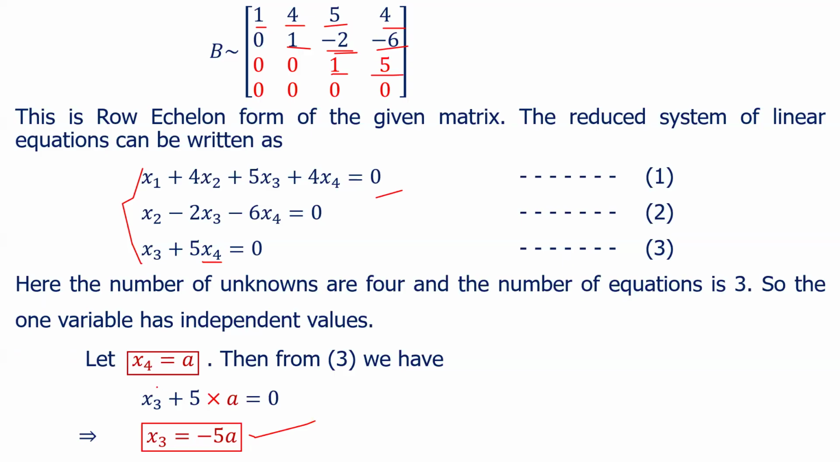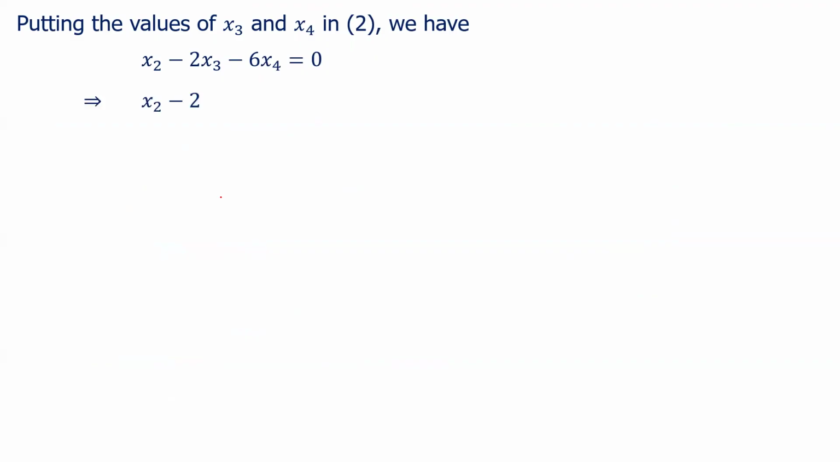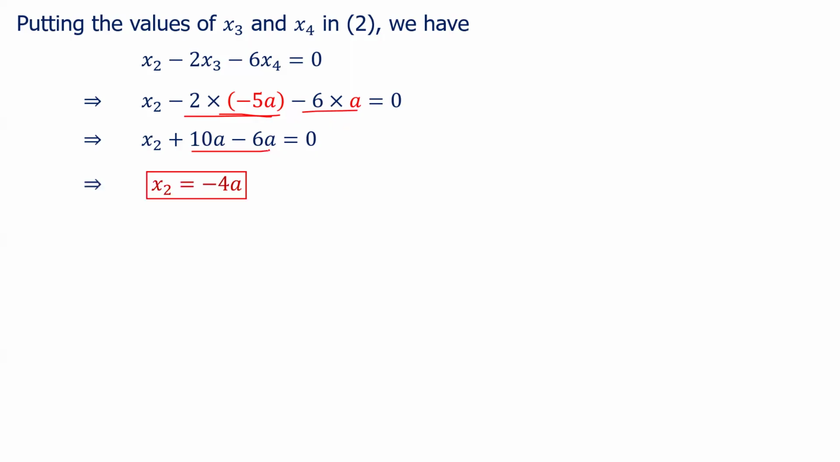Now we substitute the values of x4 and x3 in equation number 2. Then we are able to get the value of x2. x2 minus 2x3 minus 6x4 equal to 0. x2 minus 2 times minus 5a minus 6 times a, which is equal to 0. x2 plus 10a minus 6a equal to 0. 10a minus 6a is 4a, which gives us x2 is equal to minus 4a.